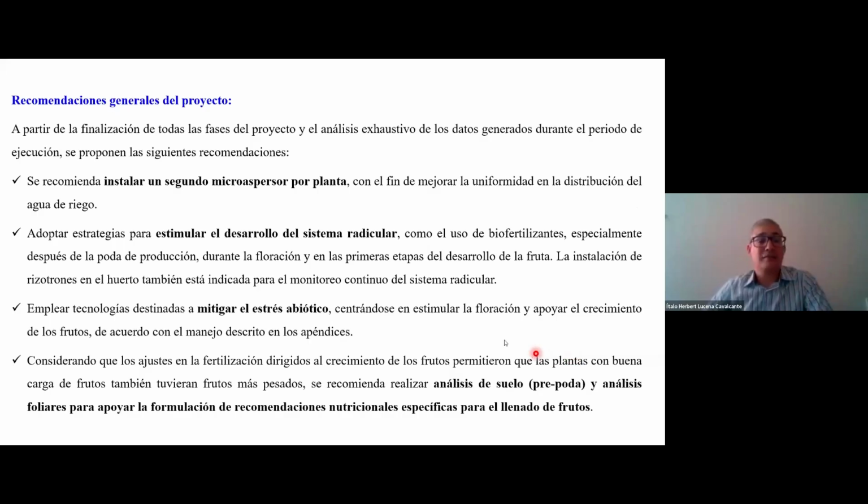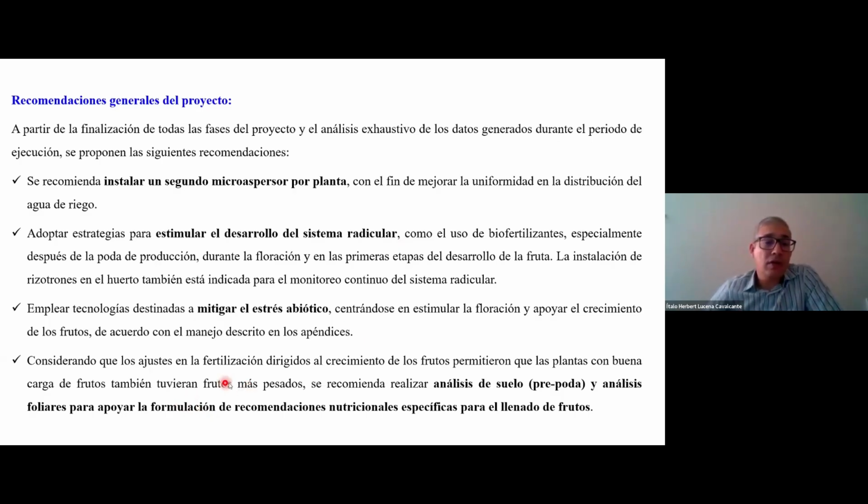So the general recommendations are as follows. We have to install a second micro sprinkler per plant and use other nutrients such as amino acids, which work really well. When we looked at the first farm in Peru, we also had very good results by adding amino acids to the soil. So that's an interesting track to undertake. We needed to be able to identify stress. The example of the sunscreen was very interesting.